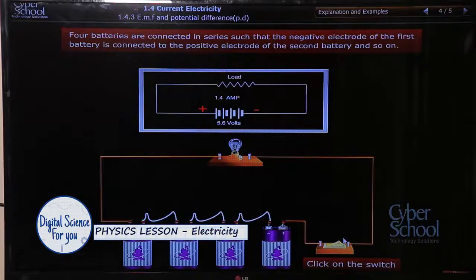So in this animation, which is also in digital science, very good to illustrate, we see that when the batteries are connected, we call that end to end. Positive to negative, then the next negative to positive. This kind of connection is called a series connection.